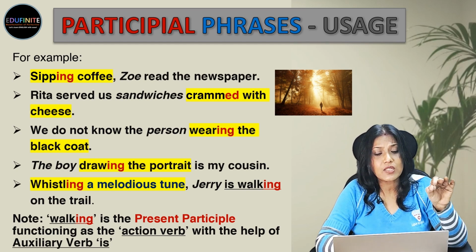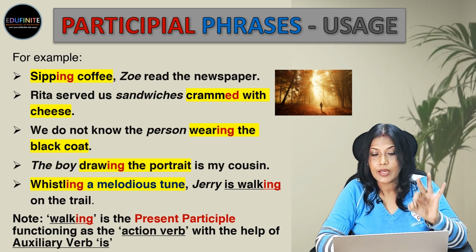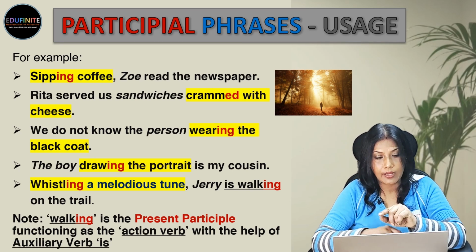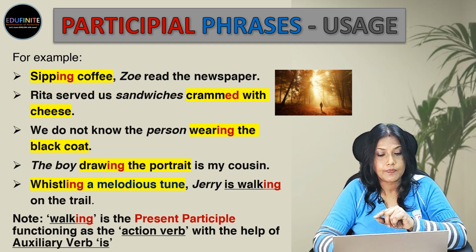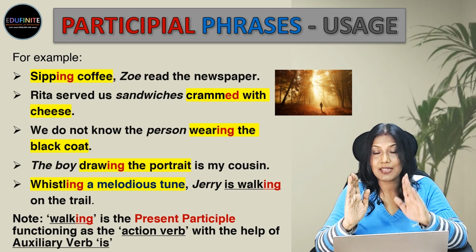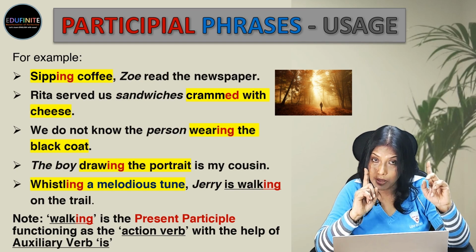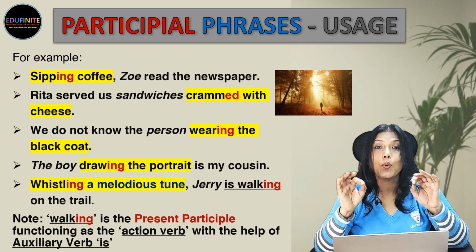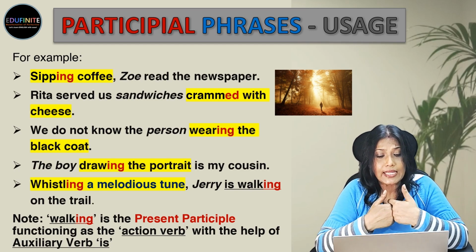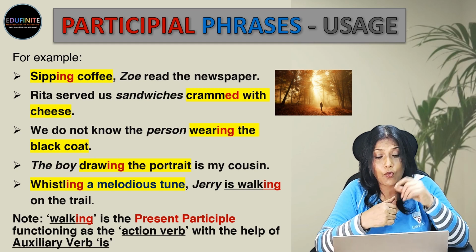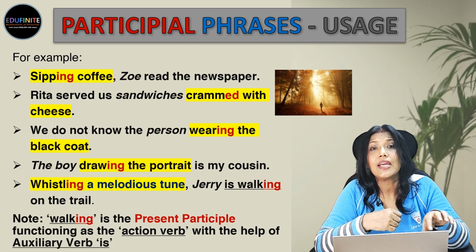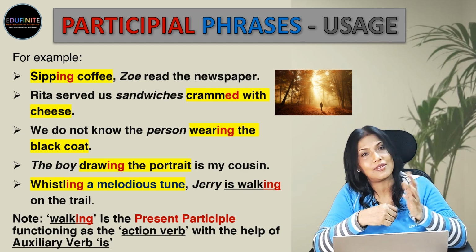Next we have is walking on the trail. So, you can see here is walking. Is walking is the present participle, but it has been associated with the auxiliary is. So, with the help of the auxiliary is, what is it doing? It is telling us the tense of that particular sentence. And what tense is it? It is present progressive or present continuous tense.